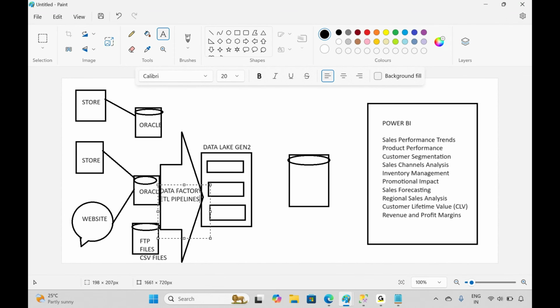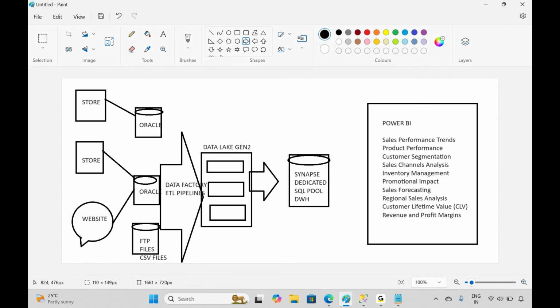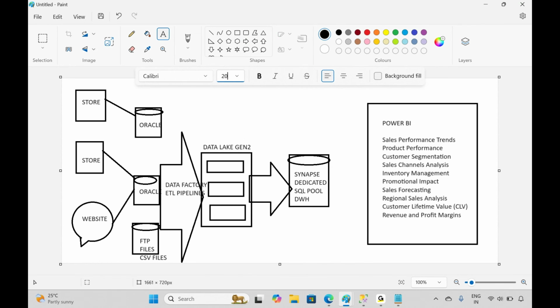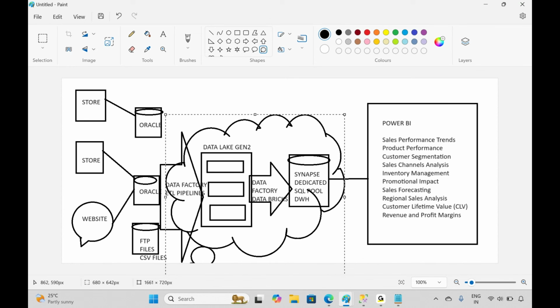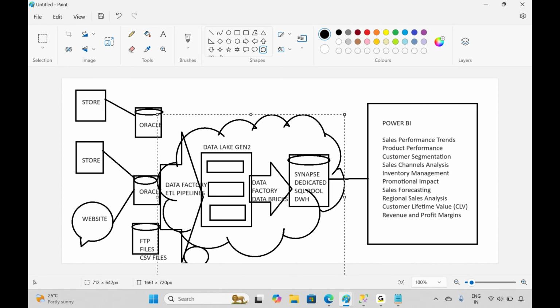Synapse dedicated SQL pool. This is our data warehousing. How are you processing this data? Either we are using Data Factory or Databricks. Then finally, the Power BI team is taking the data from Synapse and designing the reports. This entire process is performed in the cloud environment. Which cloud? Microsoft Azure. This is the flow of the project. This is the high-level flow.